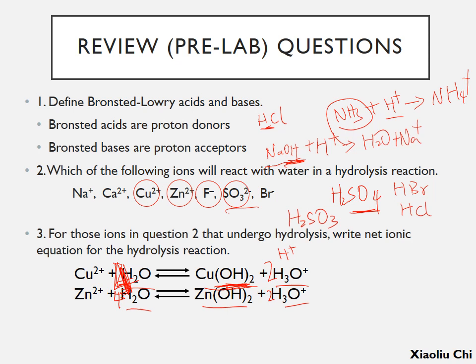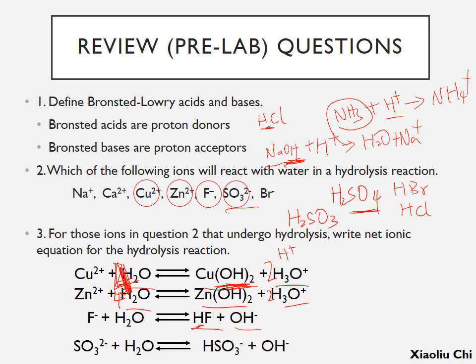Okay, next one, fluoride ion. Go back to the weak acid. So you take a hydrogen away from water, so you have hydroxide left. And next one, sulfurous, okay, sulfite. Okay, this adds water, hydrolyzes back to the weak acid and leaves a hydroxide.